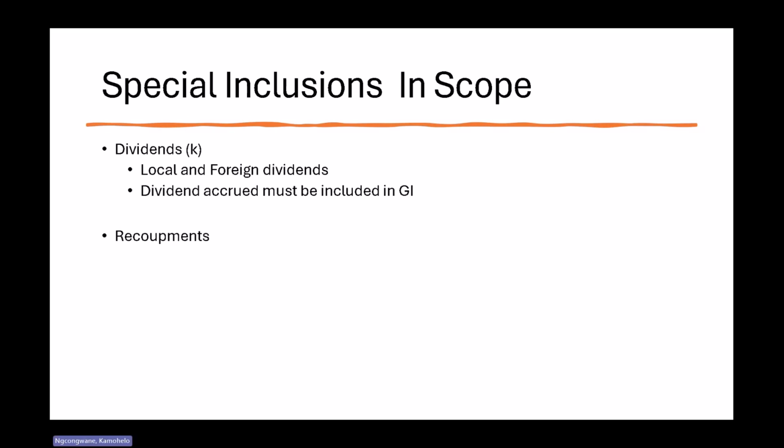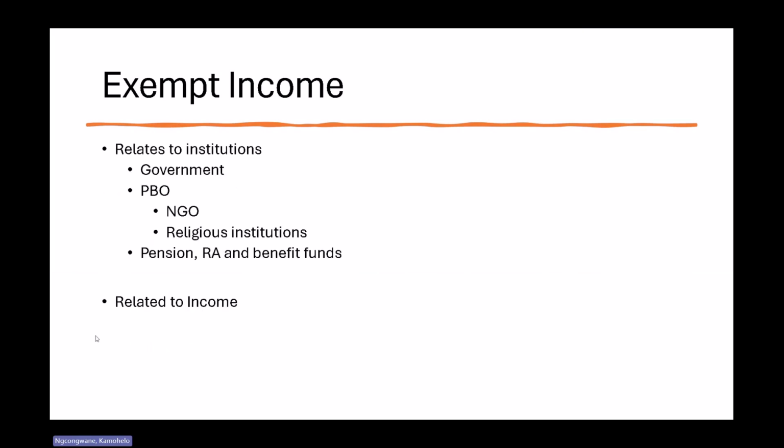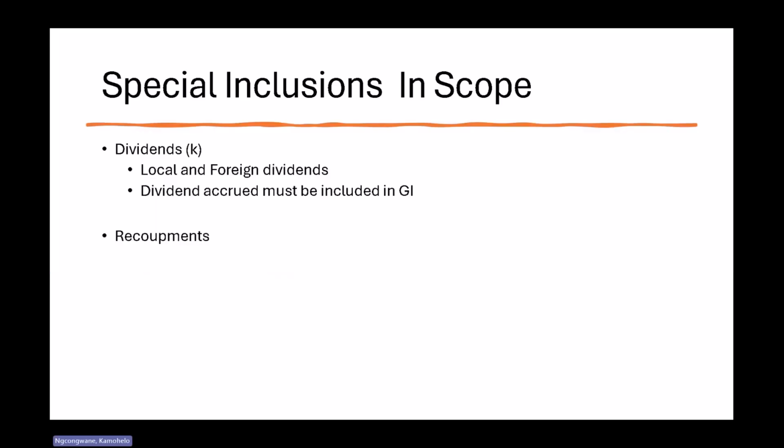So dividends, special inclusion into your gross income as part of subsection K of your gross income definition, and you exclude it as part of your exempt income in terms of section 10(1)(k). Oh, sorry, I didn't include it here. So include in your gross income, take it out as part of your exempt income.